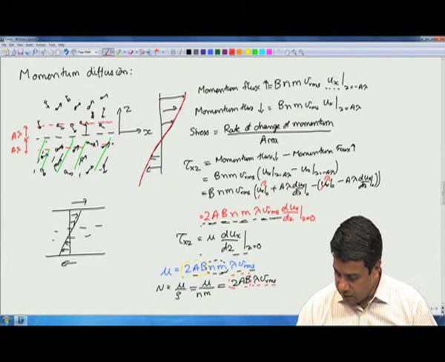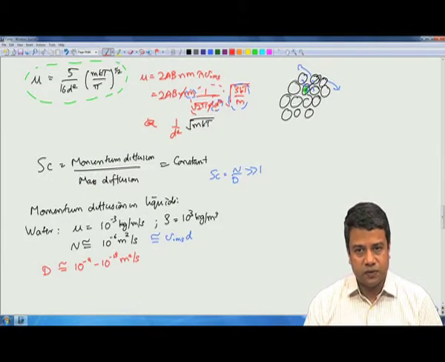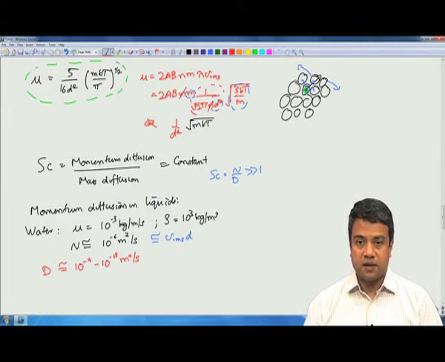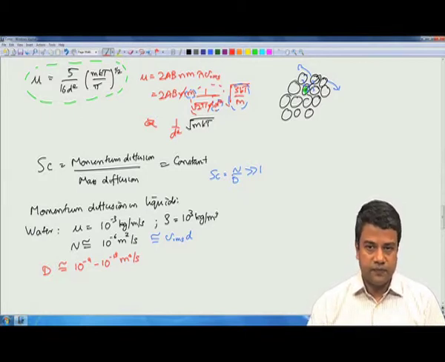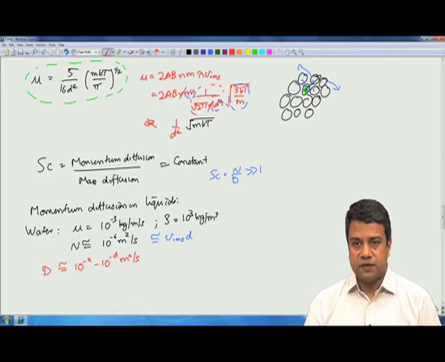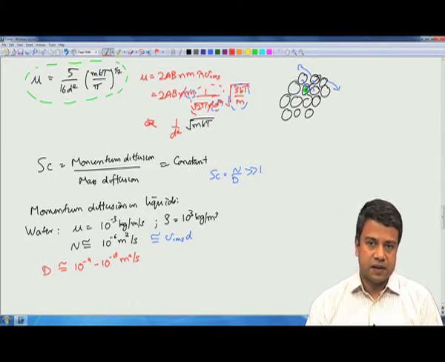In liquids, momentum diffusion is relatively fast, because you do not require molecules to move out of the way. Momentum can be transported by intermolecular interactions. So, momentum can be transported from one molecule to the next due to molecular contacts, and therefore, momentum diffusion is much faster in liquids. The momentum diffusivity is of the order of 10 power minus 6 meter square per second, whereas the mass diffusivity is of the order of 10 power minus 9 meter square per second in liquids for small molecules.